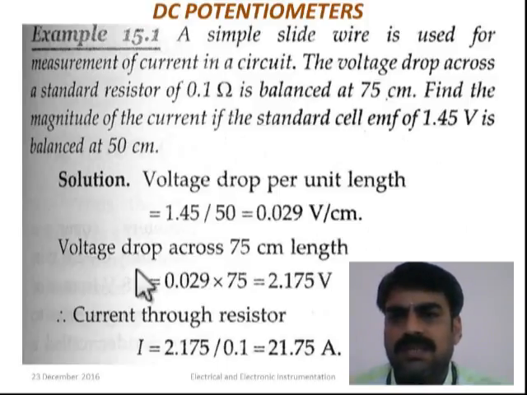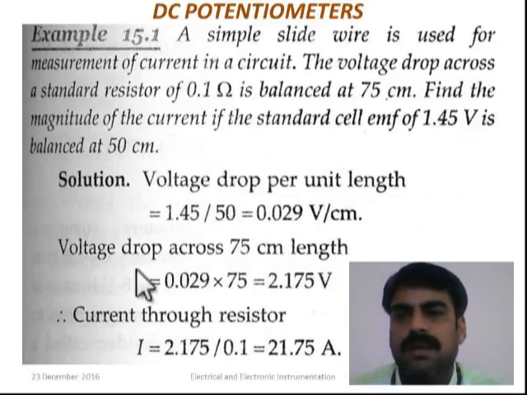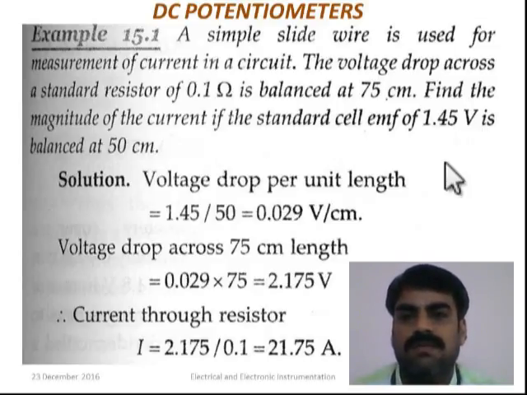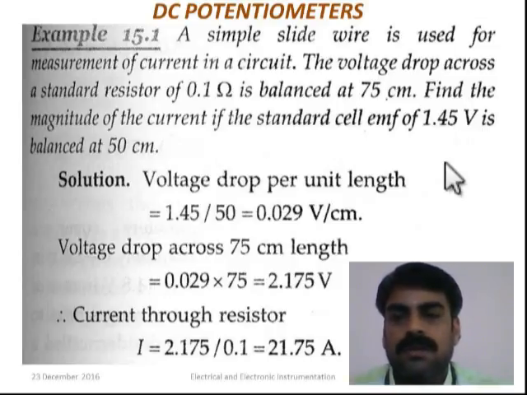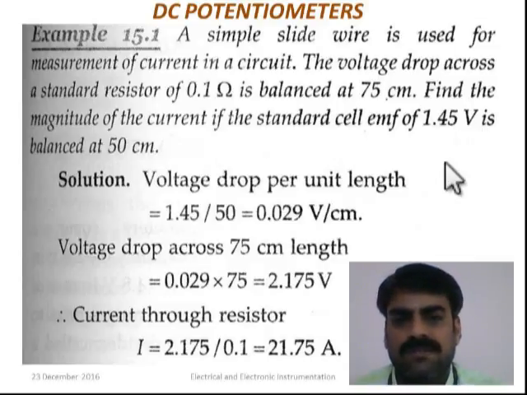Before that, let us take one simple numeric example to understand this DC potentiometer concept in a much better way. Let me read the question. A simple slide wire is used for measurement of current in a circuit. The voltage drop across a standard resistor, that is S, which is the notation we have used in almost all the circuits, of 0.1 ohm is balanced at 75 centimeter. Find the reading of the current if the standard cell EMF of 1.5 volt is balanced at 50 centimeter. So what is the solution for this?